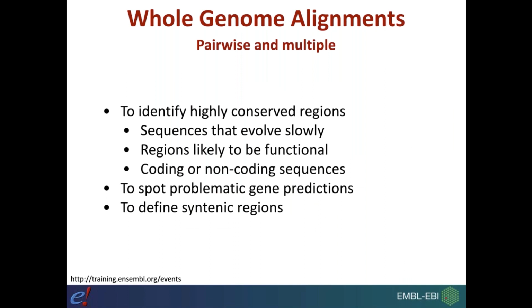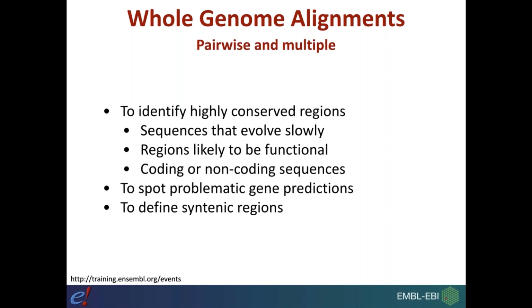Now I'm going to talk a little bit about alignments. Our alignments are whole genome alignments, and they come in two different flavors: either pairwise alignments, where you compare two species, or multiple alignments, where you compare a set of species. You can use these to identify highly conserved regions in the genomes, and these regions, as I said earlier, are likely to be sequences that have evolved slowly and therefore likely to be important for certain functions.